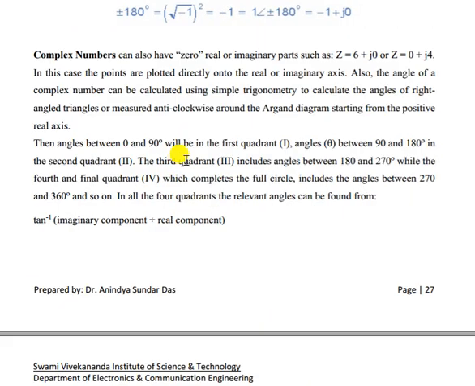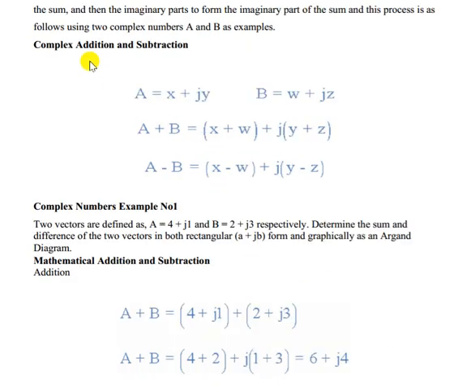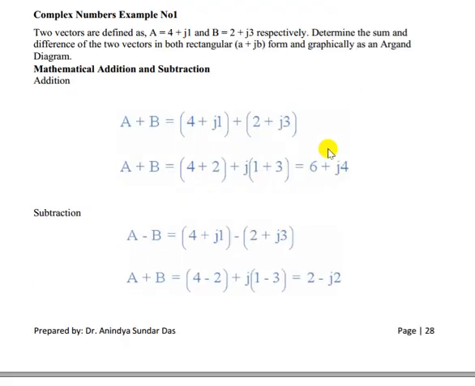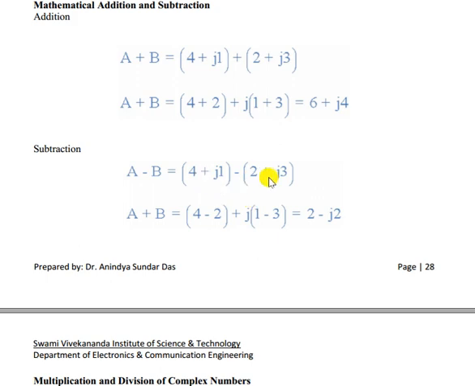Okay, so now the complex number addition. Addition is very simple. That is a equal to x plus jy and b equal to w plus jz. So we can add the real number, we can add the imaginary number, taking j as a common factor. Okay. For subtraction also same thing. So x minus w plus j, y minus z. Okay. So take one example, 4 plus 2 is 6, and here 3 plus 1 is 4, and 4 plus 2 is 2, and j, 1 minus 3, so minus j2.